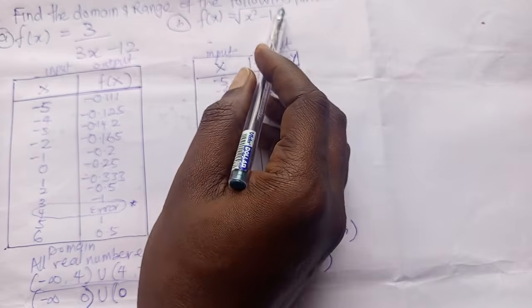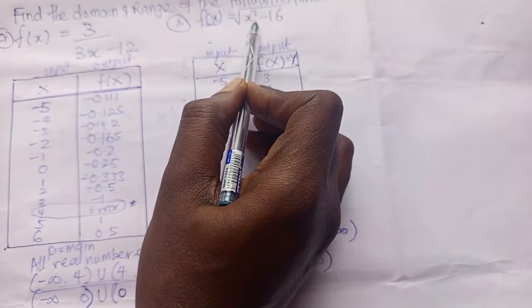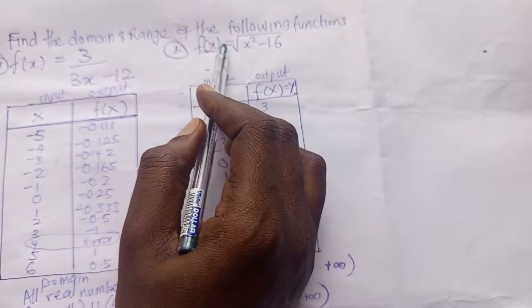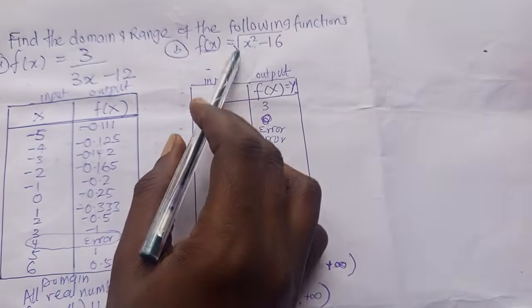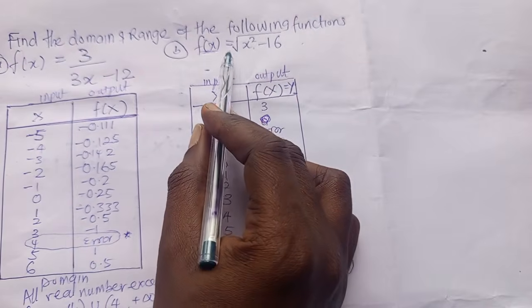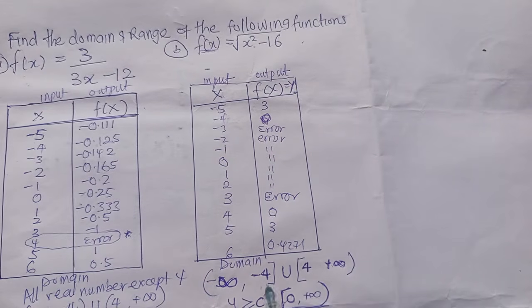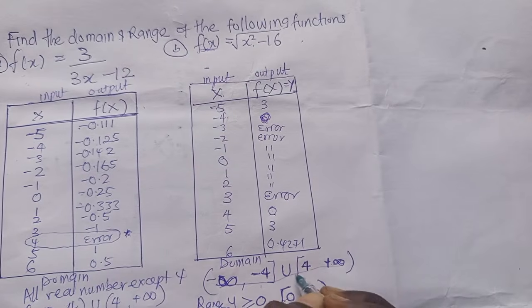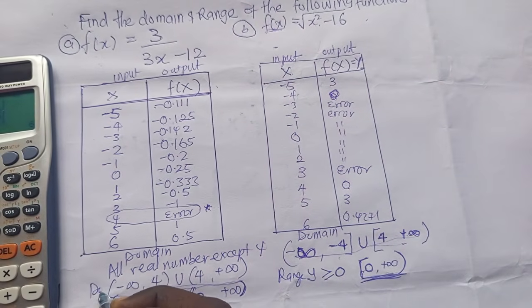Having considered that square root, there is no way a negative number can come out as output for a function that carries a square root. What I'm saying is that when you put in any value, it will not come out as negative, because this is a radical function. So our answer is: the domain of this is this, while the range is this. Then the domain for this is this, while this is the range.